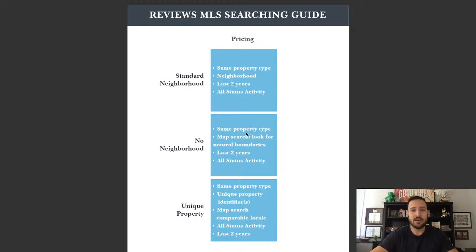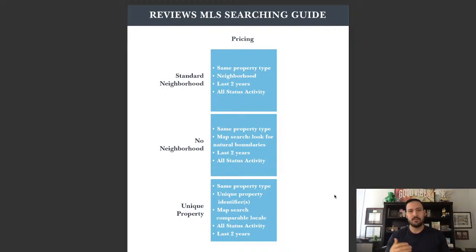Now on this same guide, we have the other options of if there's no neighborhood, you're going to look for natural boundaries. These can be major roads or rivers, or just something that you can see clearly from a map view of where the natural boundary is. And there's also the option of unique property. So if you have a property that has a view of a certain mountain peak or backs to a certain river or has something very unique about it, what you want to do is look for a broader area than a neighborhood. In many cases, you'll end up being a city or like the northwest sector of a city or whatever it might be that all have that same unique property identifier.